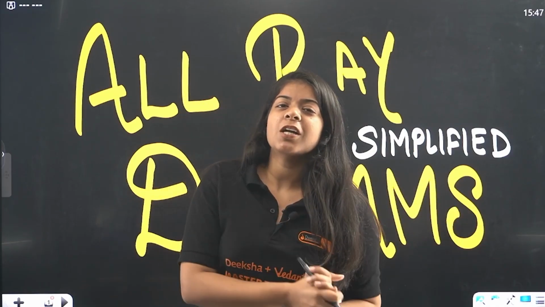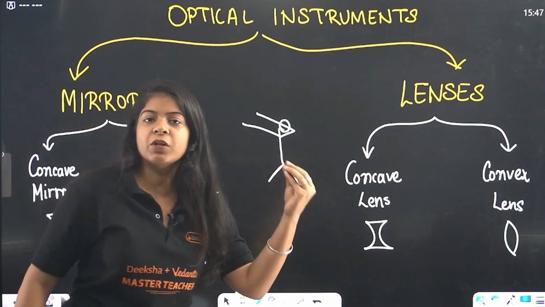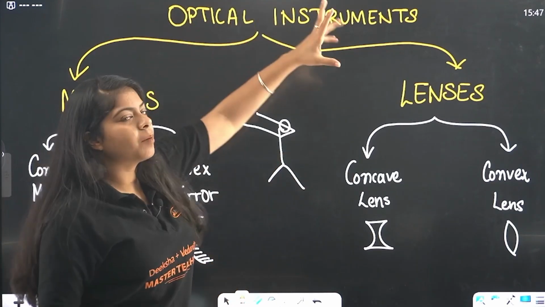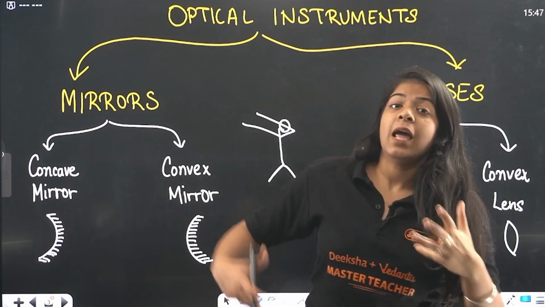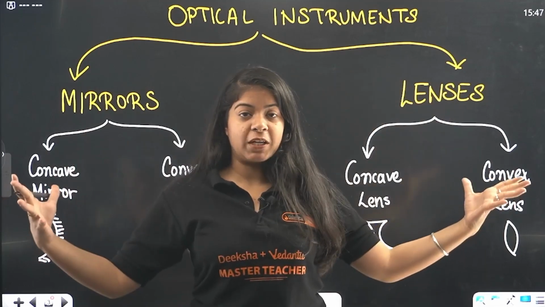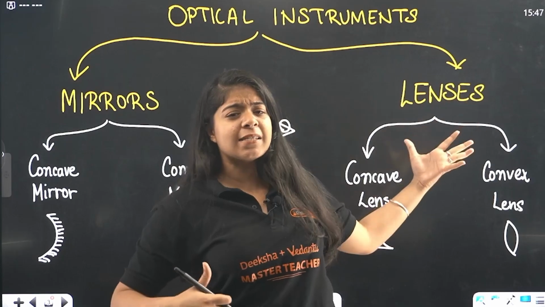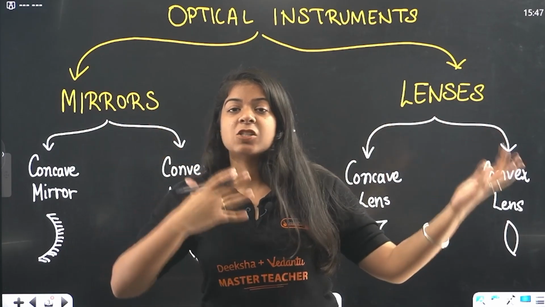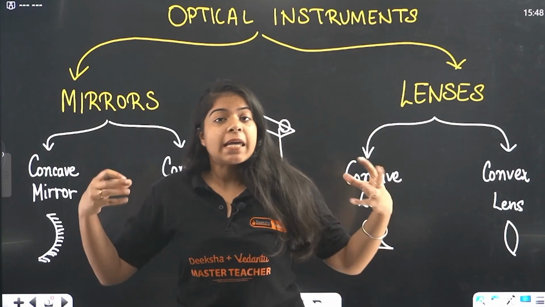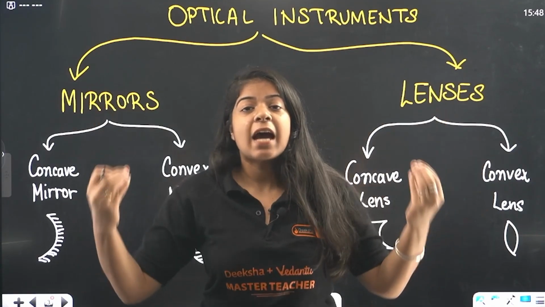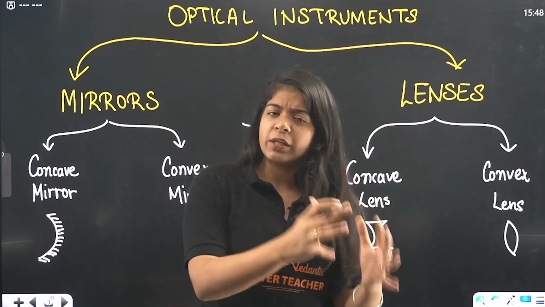Now let us start this video very soon, and we will start with the very first thing, that is a basic overall view. We are studying optical instruments in this chapter, that is light. In this we have two kinds of optical instruments. One is our mirrors, the one in which we see our reflection, and lenses through which we see things like our specs, like a magnifying glass and all that stuff, right? Those mirrors as well as lenses are further classified into concave mirror, convex mirror, concave lens, and convex lens.